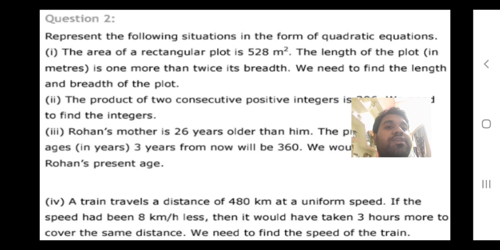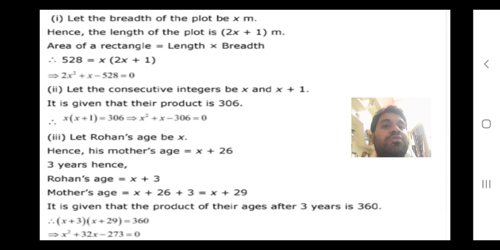Finally, the area of a rectangle is length into breadth. So we will get this equation. You can see on the screen, 528 equals x into 2x plus 1. Similarly, after solving, 2x square plus x minus 528 comes, so that is a quadratic equation. Similarly, we have to go with the other questions also. So this you revise today.